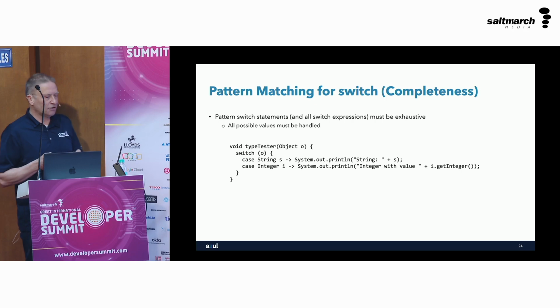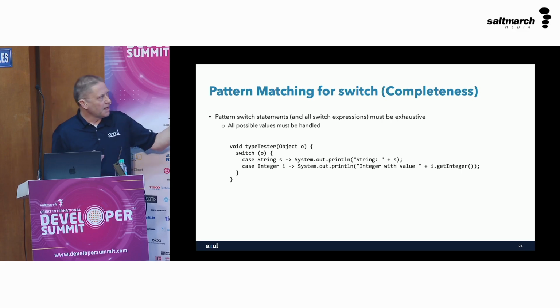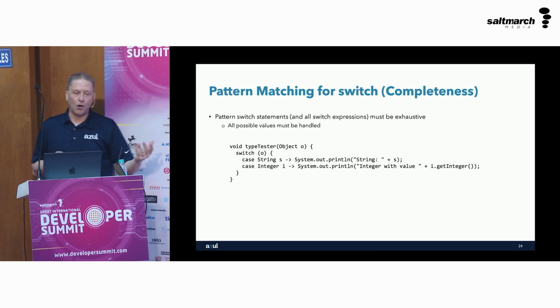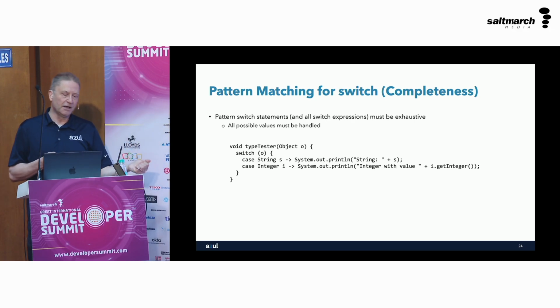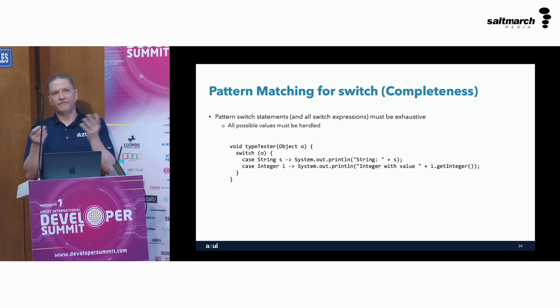Completeness. Right, so I mentioned this earlier on, that we need to have completeness for our switch. What does this mean? Well, we have to deal with all possible types that can be passed to the switch. Here I've got an example where I'm doing switch on o, but I've got a case for string and a case for integer. What happens if I pass a color object in, or a float, or basically anything else?